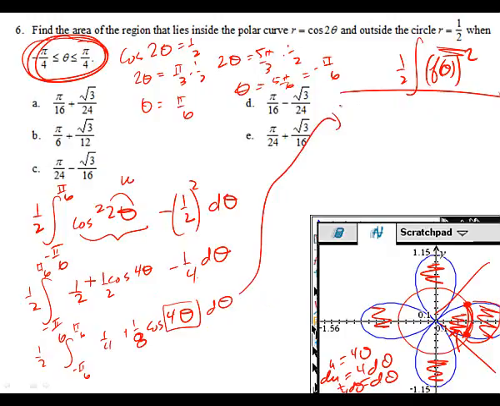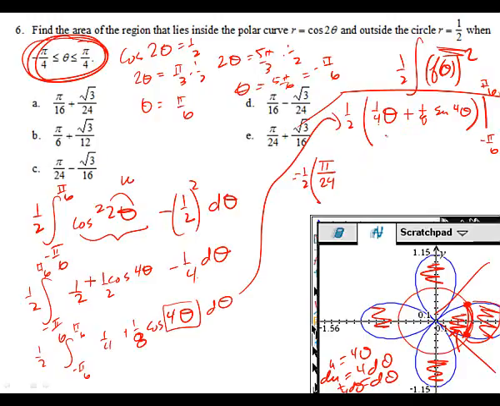Okay, I'm going to try to squish it in up in this area. So we've got 1/2. When I integrate 1/4, what do we get? 1/4 theta, okay? Plus, when I integrate cosine, what do we get? Sine 4 theta. And we're going from negative pi over 6 to pi over 6. All right, so you've got 1/2. We're going to go ahead and sub in. What would 1/4 times pi over 6 be? Pi over 24.